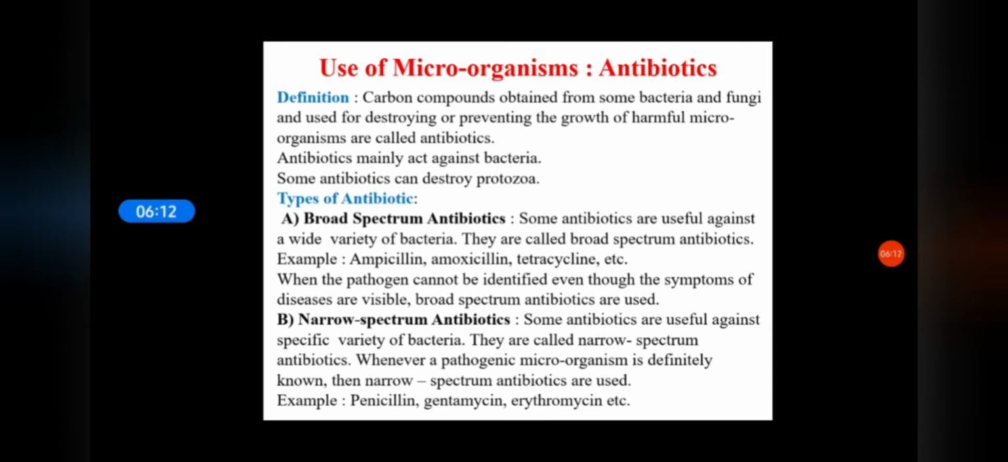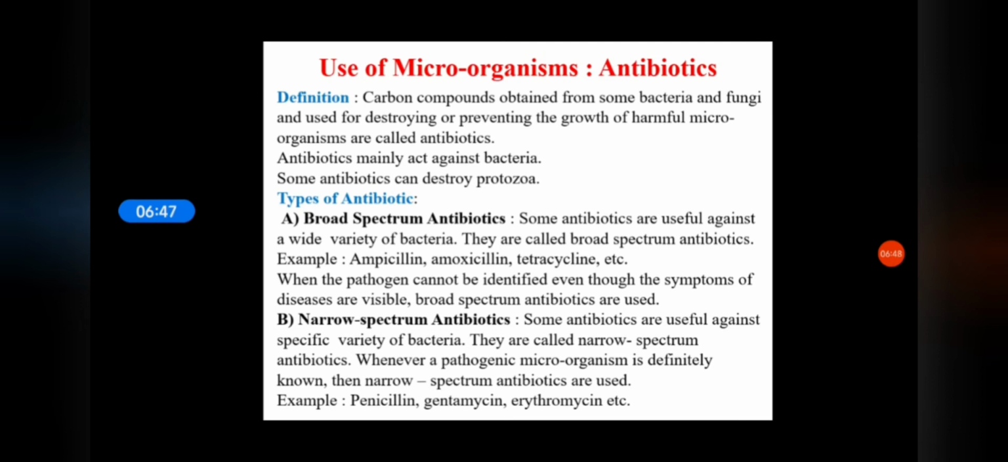There are mainly two types of antibiotics based on their action. The first type is broad spectrum antibiotics. These antibiotics are useful against a wide variety of bacteria, and are called broad spectrum antibiotics. Examples: ampicillin, amoxicillin, and tetracycline, etc. When the pathogen cannot be identified even though the symptoms are known, such broad spectrum antibiotics are useful as a part of treatment.